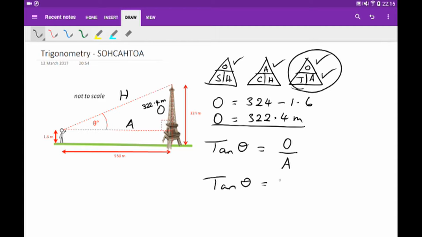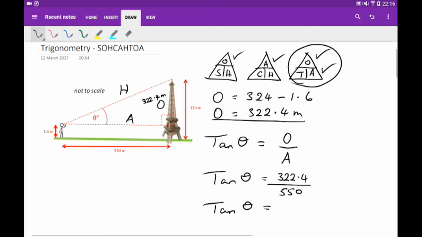I know the opposite because I just worked it out, 322.4, and I know the adjacent because I was given 550. Now my next step is to actually work that out as a decimal. It's a fraction because the top is smaller than the bottom, so I know that's a proper fraction, so it's going to be 0 point something before I even use the calculator.